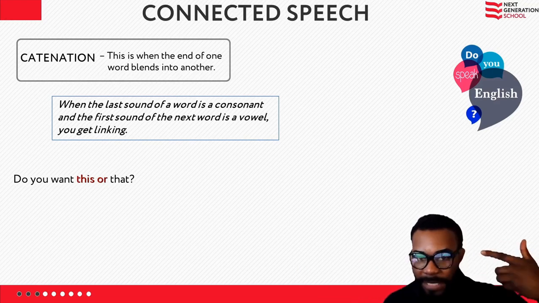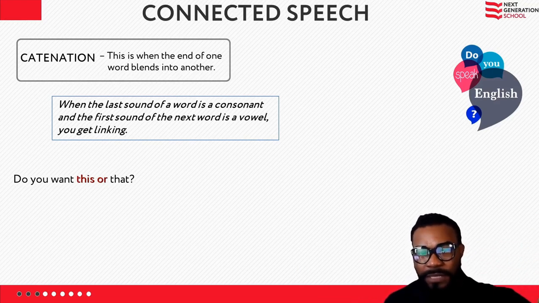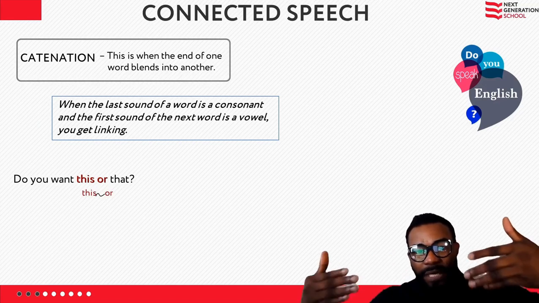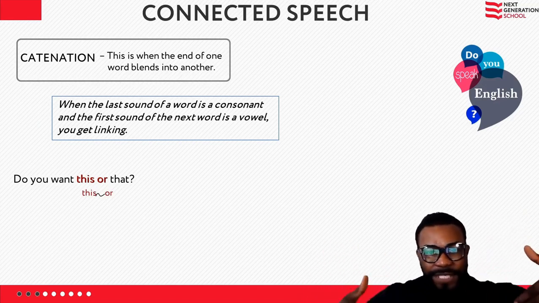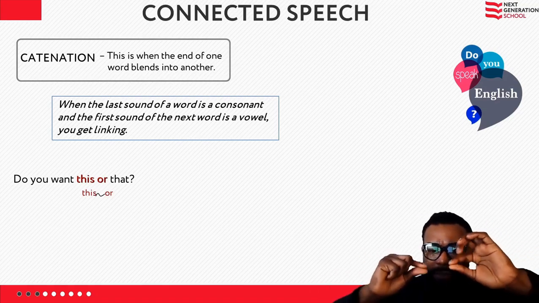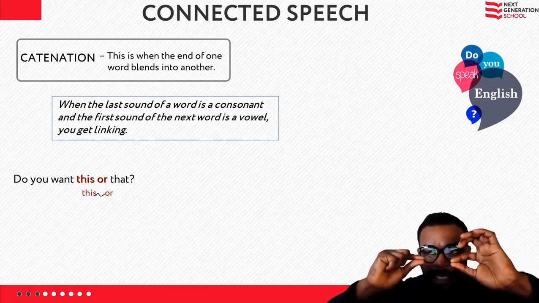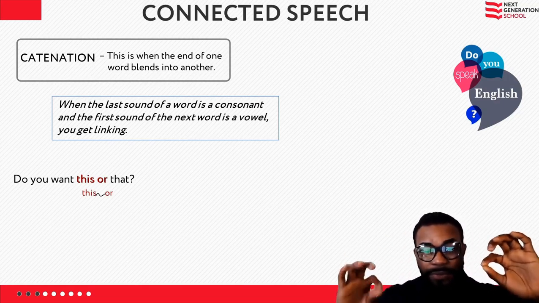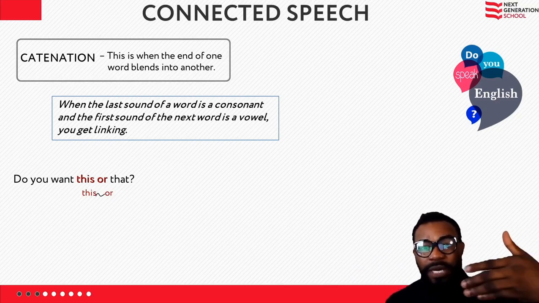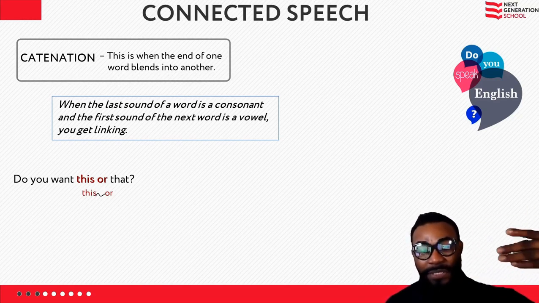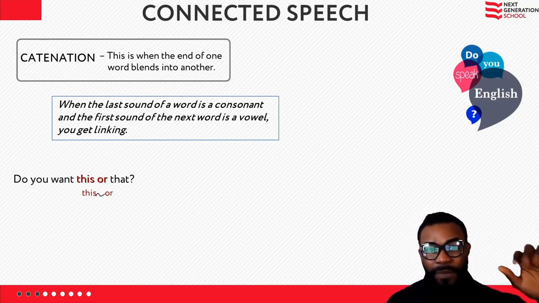So I say, listen, do you want this or that? This or, this or, this or, together. Do you want this or that? This or that. So we have a kind of bridge, and it sounds like one word, this or. Do you want this or that? And I want to believe you are practicing your pronunciation with me. All right. More examples.